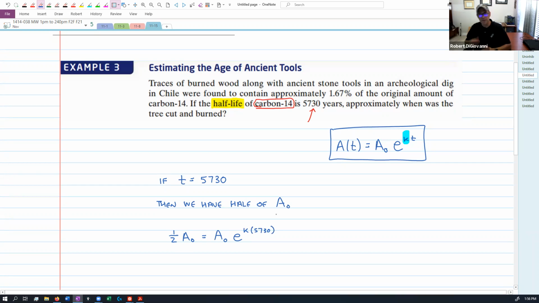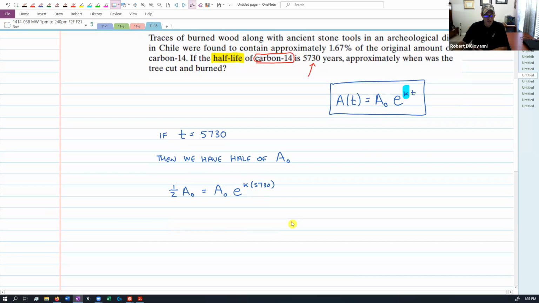5,730. See, this is kind of like the doubling time that we did in the previous problem, but it's like a halving time. So this is the amount of time it takes to go from the full amount to half of what it was. And then we just follow the same procedure that we did before and try to solve for k. Once we get k, we will know, in this case, the decay constant, and then we will have the master formula. So I'm going to now go about solving for k. Are there any questions on how I'm using the half-life?